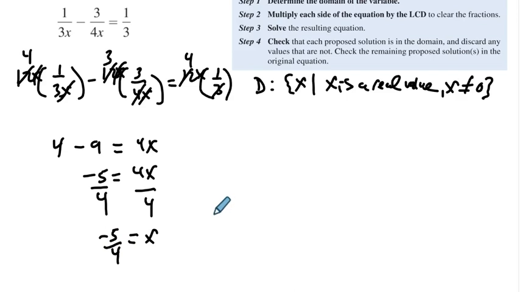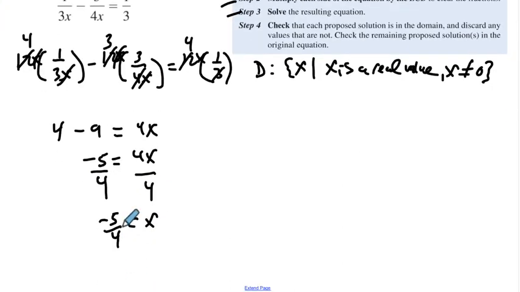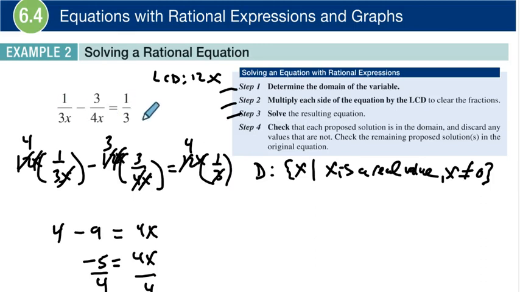Okay, so that means that our domain said x is going to be a real value. Well, yes, it is. That's a real value, and x is not equal to 0, and that is not 0 right there. So we're good. Good, so we've done steps 1, 2, and 3. Now, I know that this part can get kind of tedious and boring, but it is a good idea to check it to make sure that this really is a solution. One way that you can do that, as it says right here, is check the remaining proposed solutions in the original equation. We only have one solution, but basically you want to plug this in, take your -5/4 and plug it back in here, and that can get kind of hairy.